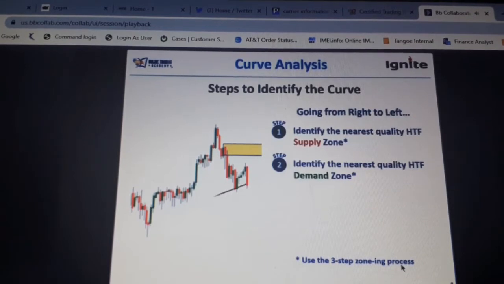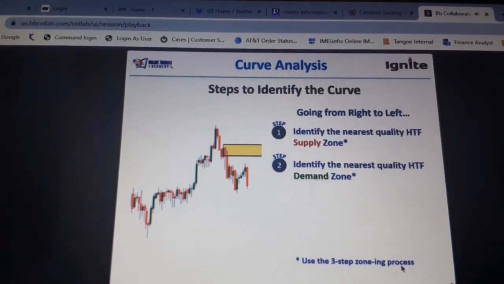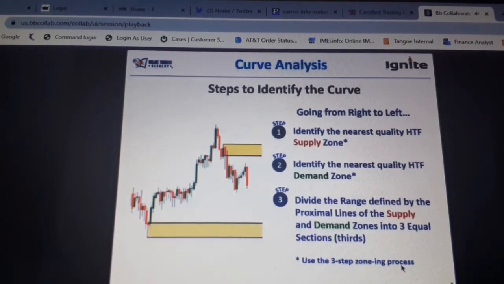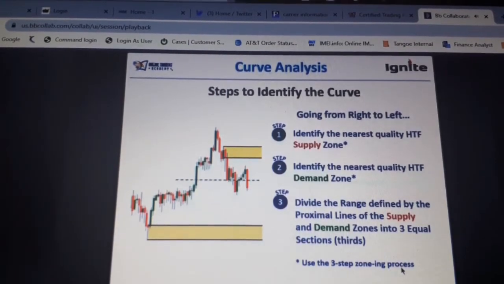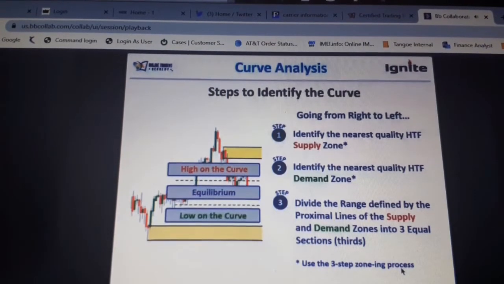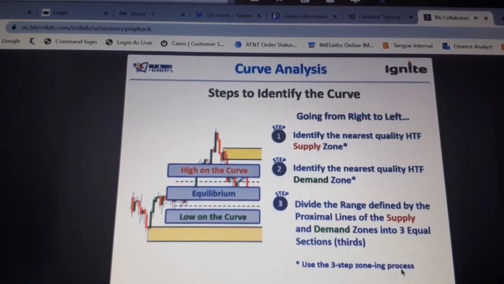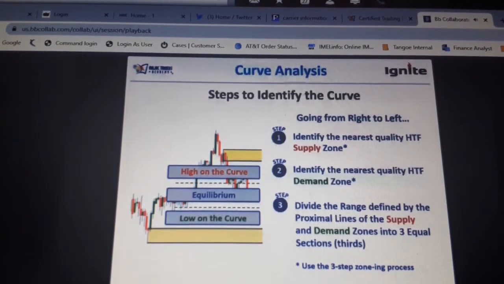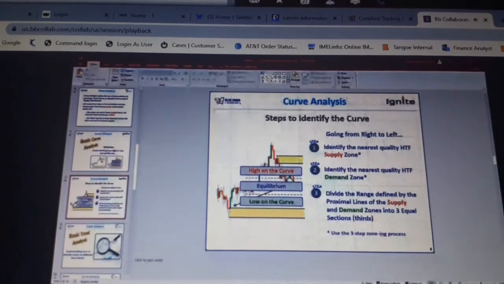The second thing is to identify the nearest quality higher time frame demand zone and divide the range defined by the proximal lines of the supply and demand zones into three equal sections. Now, let's do this on a chart so that you just get acquainted with this.